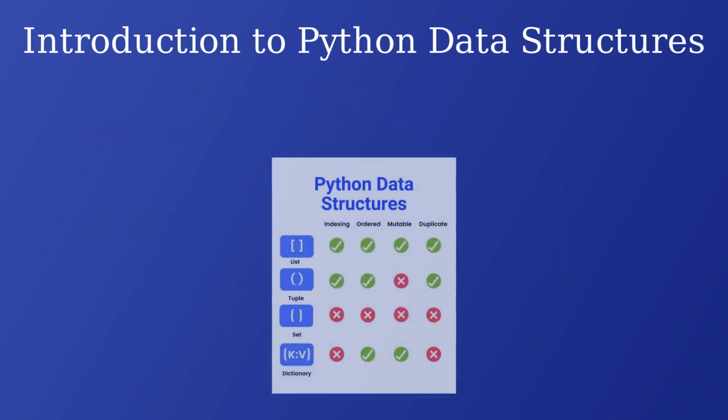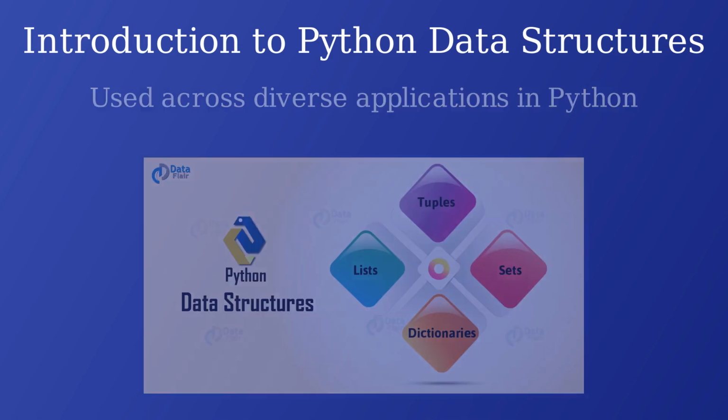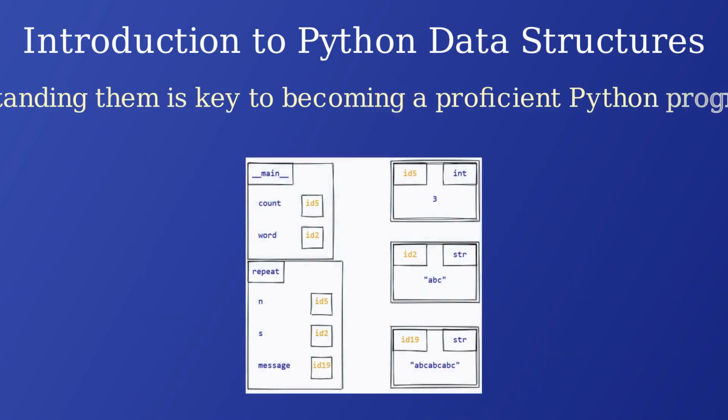Each data structure has unique properties that make it suitable for different tasks. These data structures are used across diverse applications in Python programming. Understanding how these structures work in memory is key to becoming a proficient Python programmer.